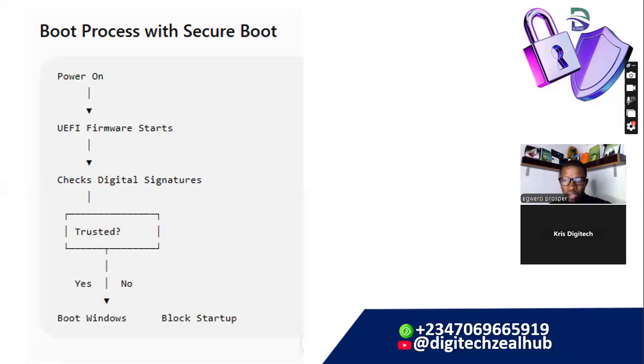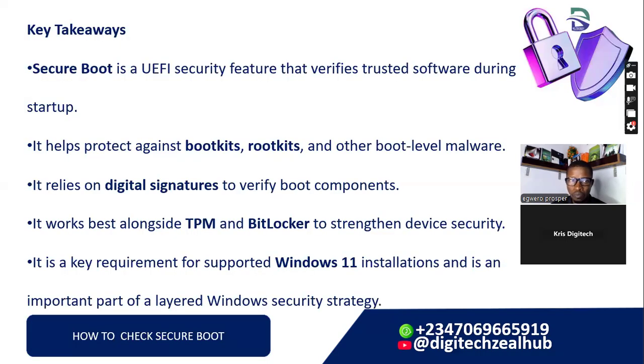Now look at the diagrammatical structure of what goes on during secure boot. Power on, like I highlighted there. Then it assesses before it starts, checks the digital signature, and once the issue of trust is passed, it is either yes or no. If yes, then Windows boots, and if no, it will block the startup. So that is the structure of secure boot.